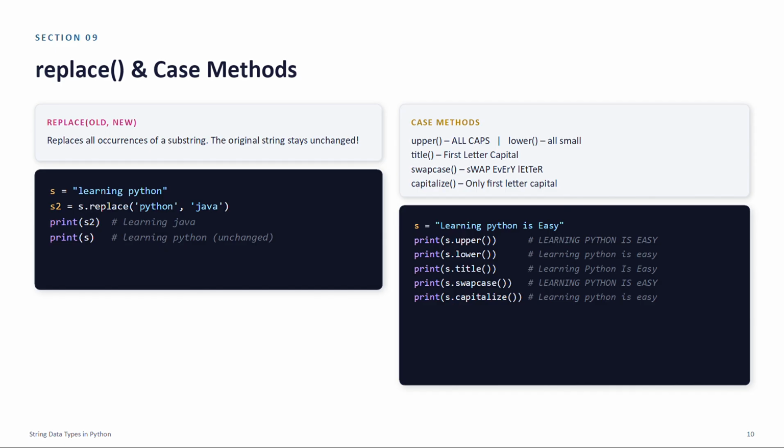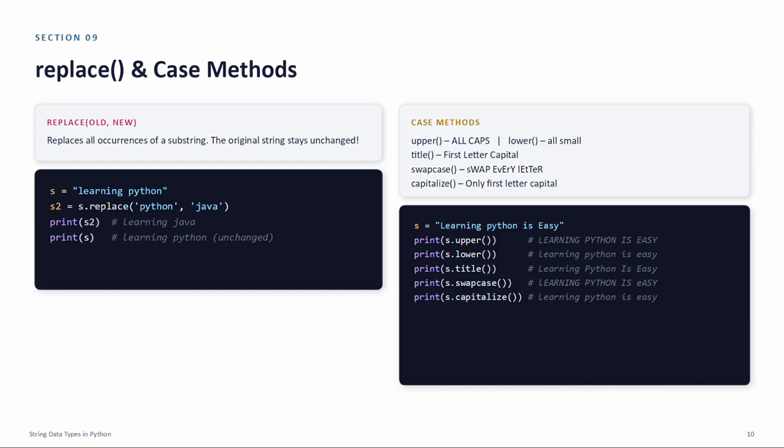But if I print the variable s, it shows learning Python, that is, the original string stays unchanged. It cannot be changed, so make sure we remember it. The original variable s did not change. Strings in Python are immutable, meaning they cannot be changed. Replace creates a brand new string. That's why we stored it in s2. Got it? That is why we say a string is immutable in nature.